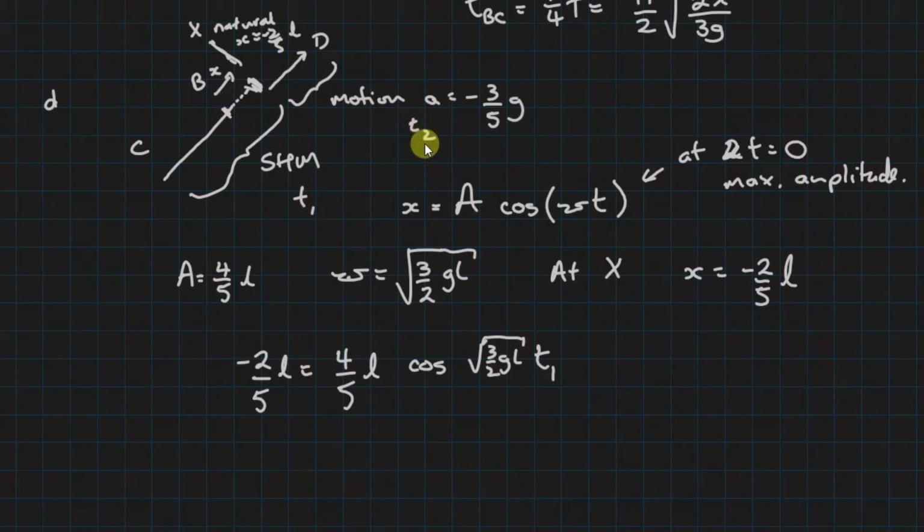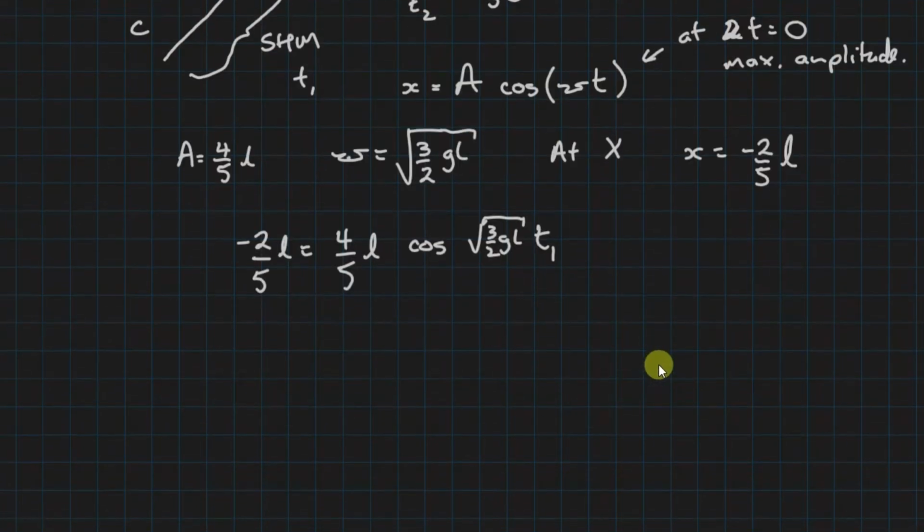Notice as I'm declaring variables, I'm adding them into the diagram to make sure it's clear what's happening. I might say Tn is the time in phase n. So the first phase is simple harmonic motion, the second one is simple linear motion. Okay, so rearrange and we get cos of this angle, omega t, is -1/2.